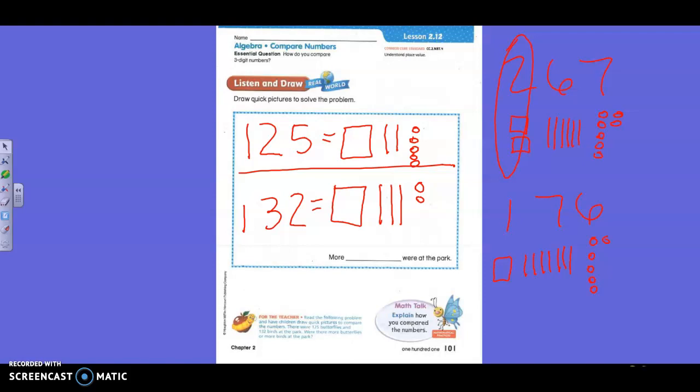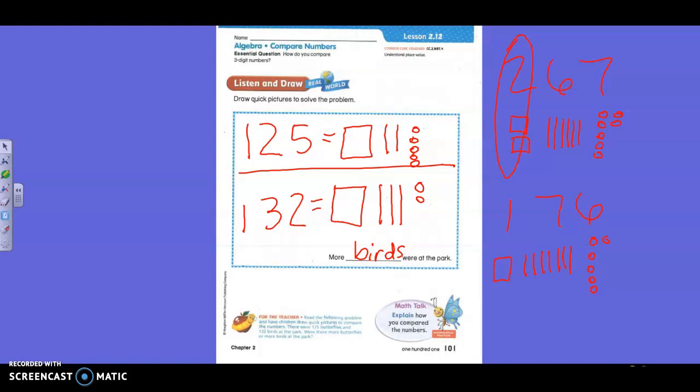The only time you have to look at the ones is if the hundreds are the same, the tens are the same, and then the ones are different. Do you understand? Okay. So there were more what at the park? 125 butterflies or 132 birds? What was more? Birds.